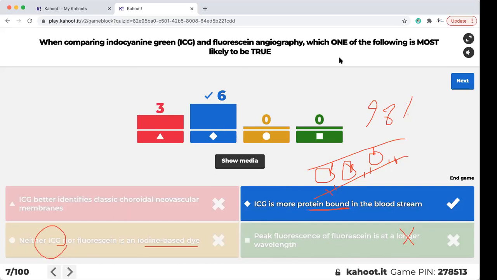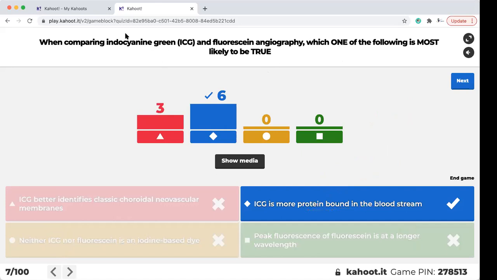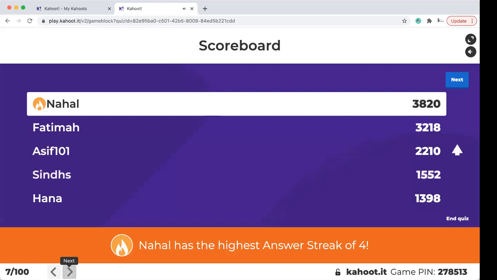So let's see who first got the right answer. And so Dr. Asif is coming in second place, and third place, Dr. Sindura for the fourth place.